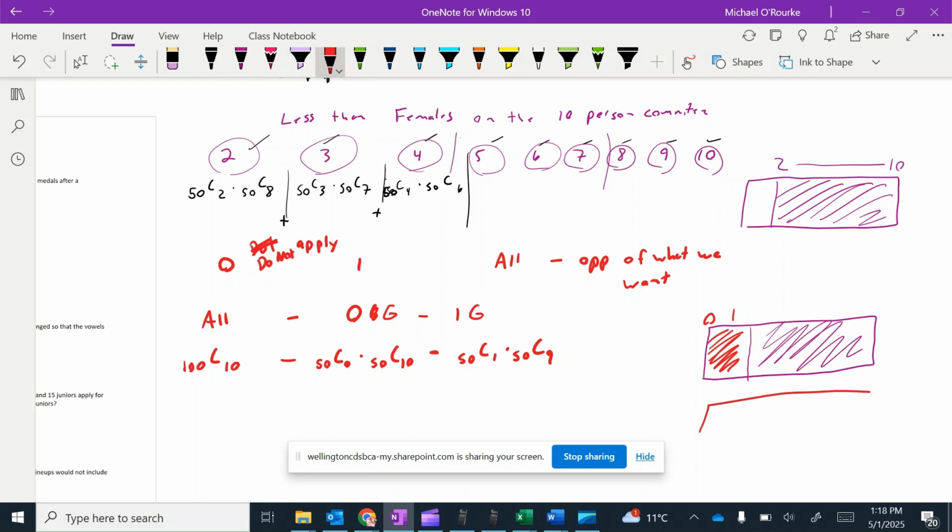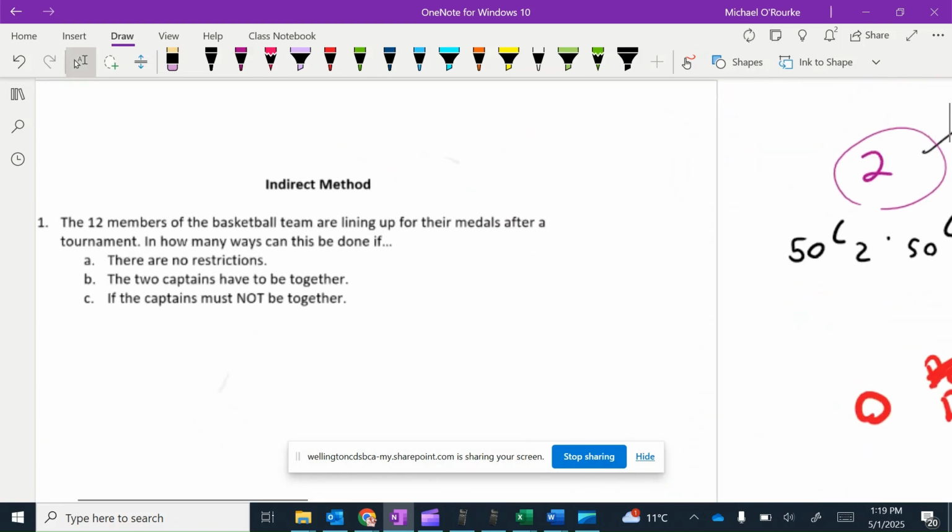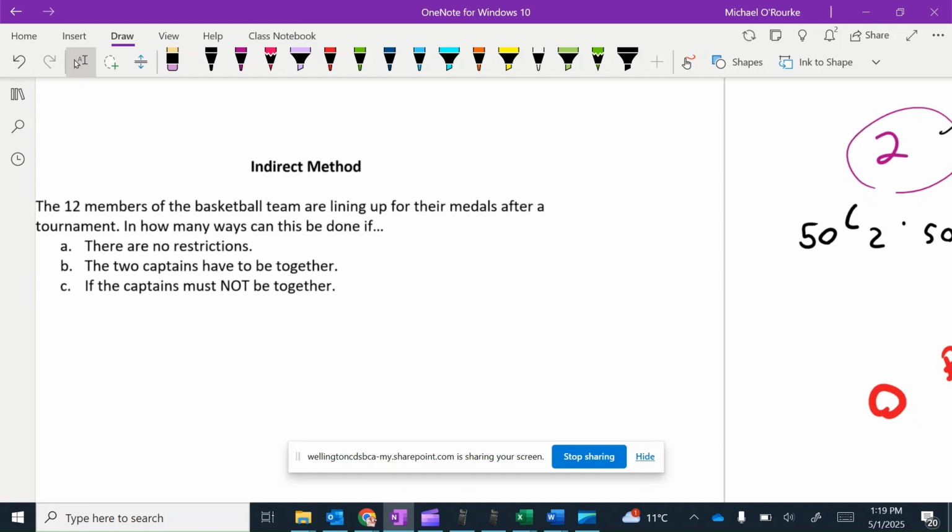We do all, how many total, then we minus off our little section here, which will leave us with the large section of answers. So that's what we're doing, we're doing it indirectly because it's faster. Okay, hopefully that makes sense. But the key formula we do with indirect is all options minus the opposite of what you want.